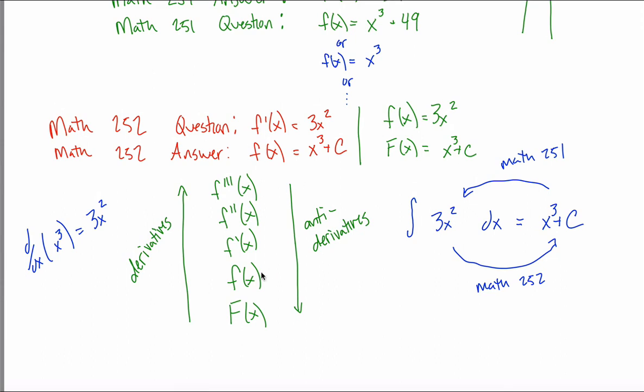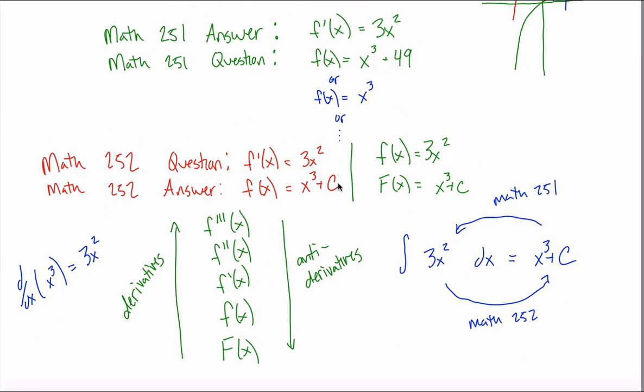One other case that I want to consider before I end this intro video is sometimes you don't want your answer to be this general. This is really a family of functions, not a specific function, because c is not specified here. It's all the different functions that are x cubed plus a constant. What if I wanted a specific function? What if I wanted that constant to be specified? What if I wanted the answer to be x cubed plus 49?